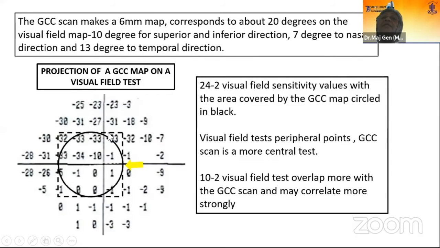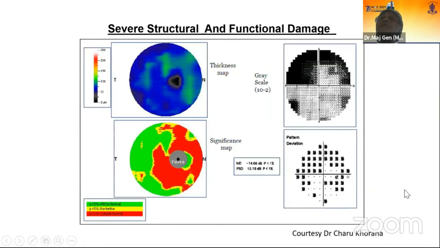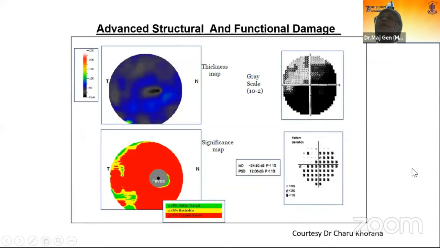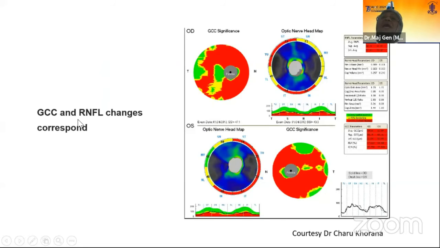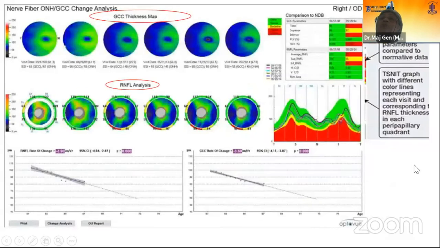Now, if we look at the visual field and the GCC, we find that the 10-2 is a very important thing that we must do. Now, this is showing a severe structural loss, and this is correlating with the visual field. Similarly, this advanced case is showing a significant loss in the form of red and in the visual field. And again, the GCC as well as the RNFL are corresponding. And this is the progression analysis.